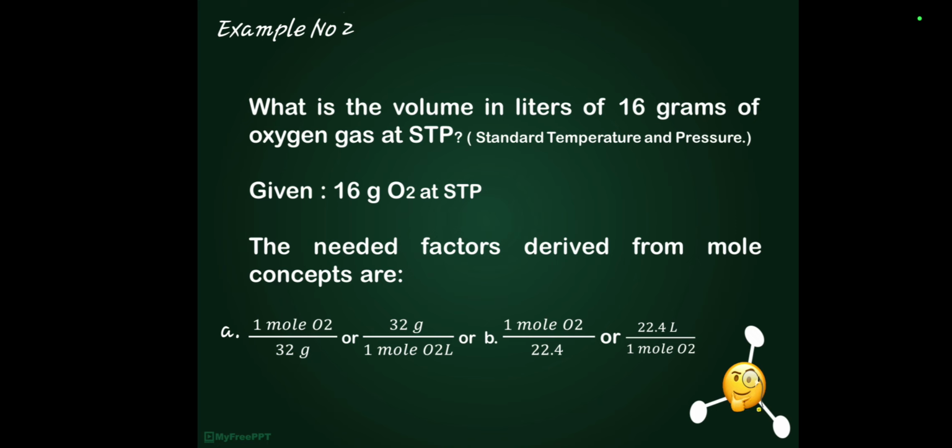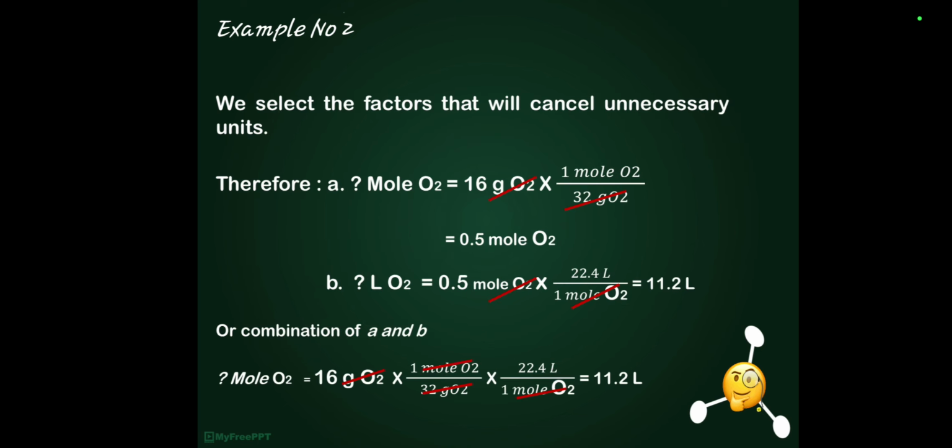And the 22.4 here, as we all know, is always constant and given, because that is the formula for molar volume. 1 mole of gas is equivalent to 1 molar volume, and that is equivalent to 22.4 liter. That is in the first slide that I've already discussed. So now let's proceed. Let's calculate first the A before we go to the liter, so that we can get the answer. We select the factors that will cancel unnecessary units.